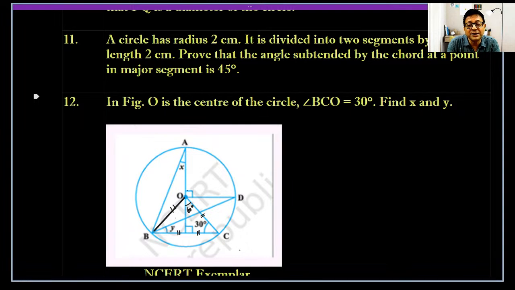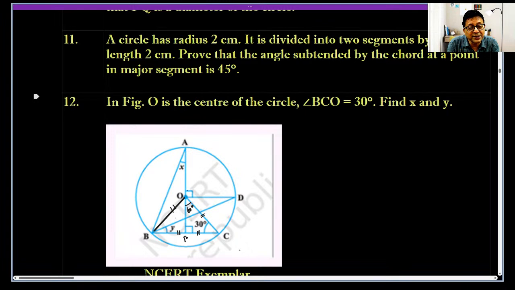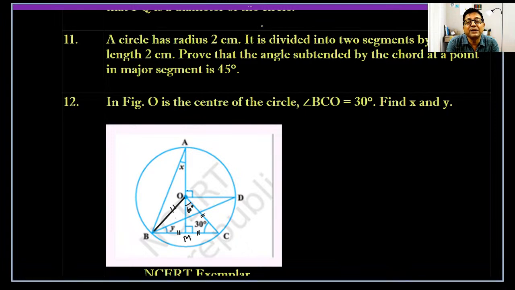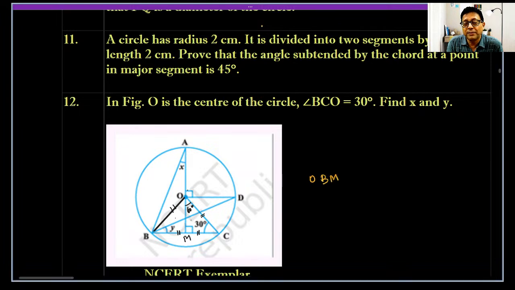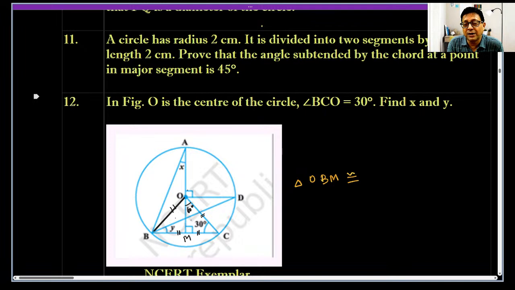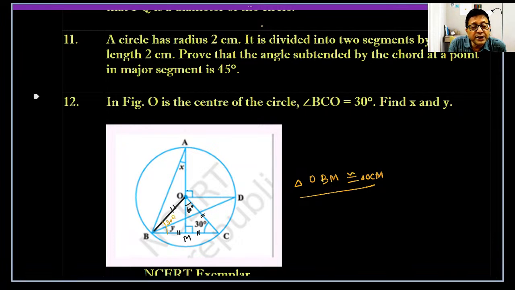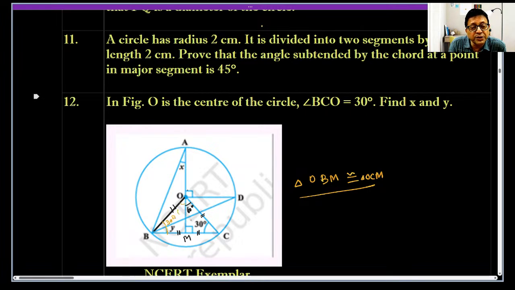And this triangle is 90 degrees. So if you take this point M, then in this diagram, triangle OBM must be congruent with triangle OCM. So this angle 30 means this one is also going to be 30 degrees. This angle 60 means this is also going to be 60 degrees, isn't it?